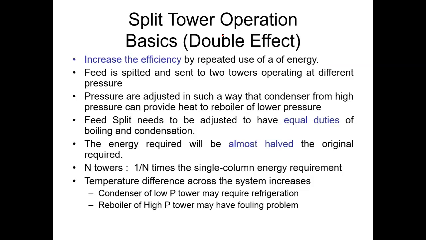The temperature difference across the system will naturally increase. The condenser of the low pressure tower may require refrigeration, and the reboiler of the high pressure tower may have fouling problems. So these are the limitations associated with this particular scheme.